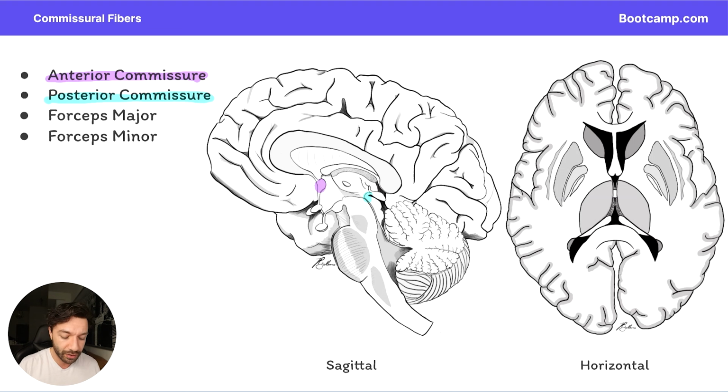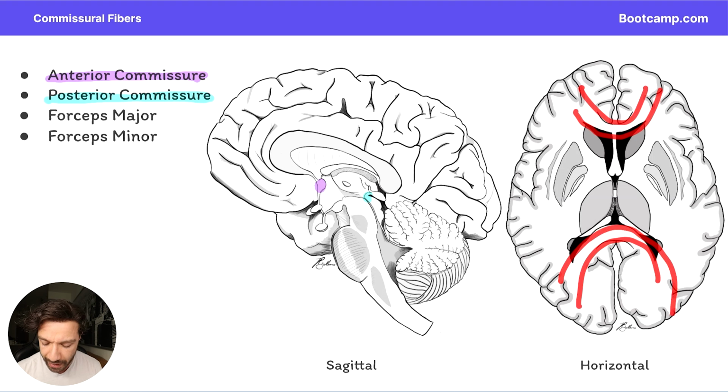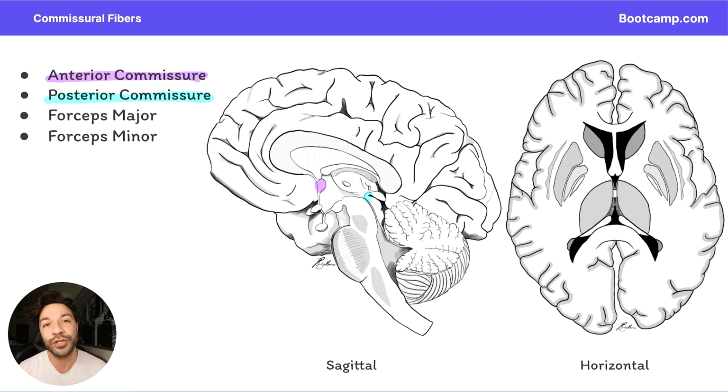The next structures that we're going to look at are the forceps major and the forceps minor, and these are viewed from a horizontal section. And you'll notice that they look like the corpus callosum, except in a horizontal section, and that's actually pretty accurate because they are part of the corpus callosum, except viewed in a horizontal section. We call this the forceps minor, and we call this the forceps major. And the forceps minor is actually going to be the extension of the genu part of the corpus callosum.